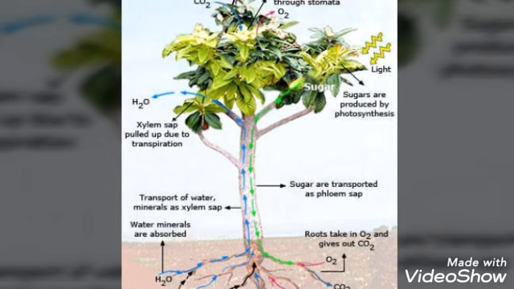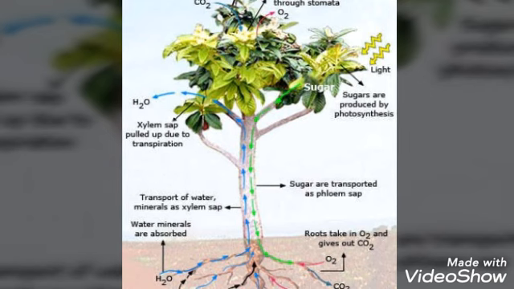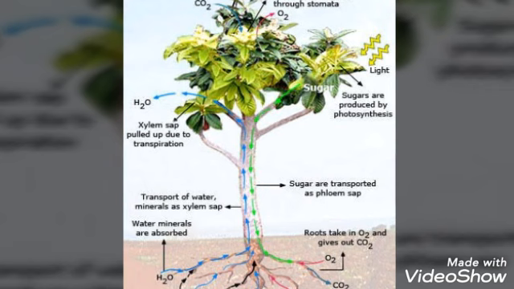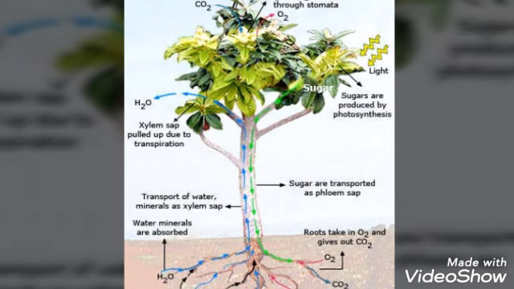In plants, the water movement takes place through two vessels, that is vascular tissues, xylem and phloem. Xylem helps in transportation of water and minerals, while phloem helps in translocation of glucose, the product of photosynthesis.